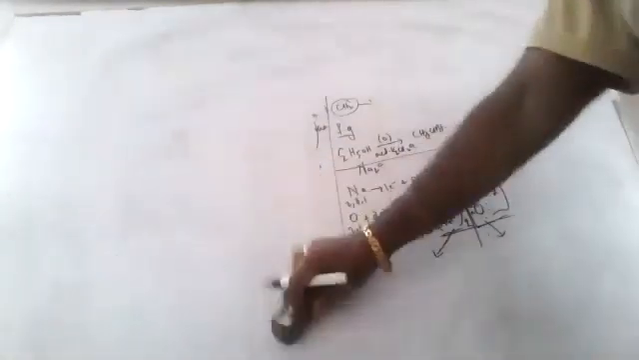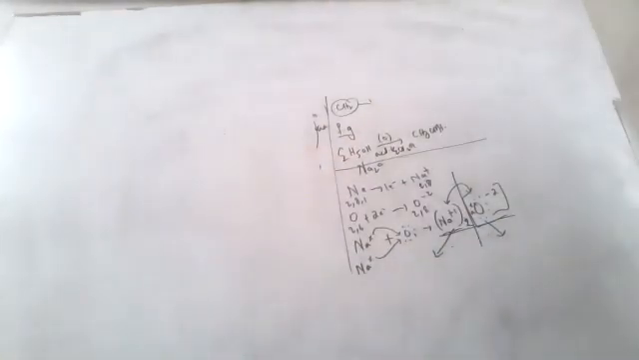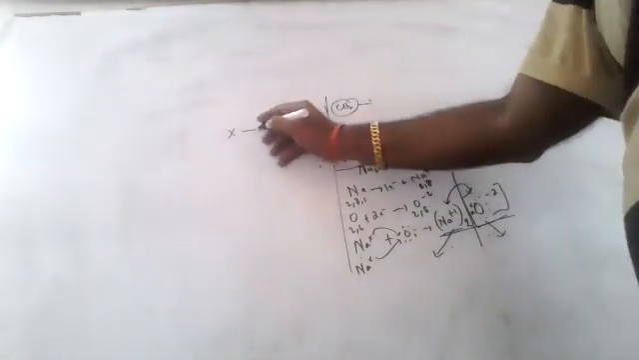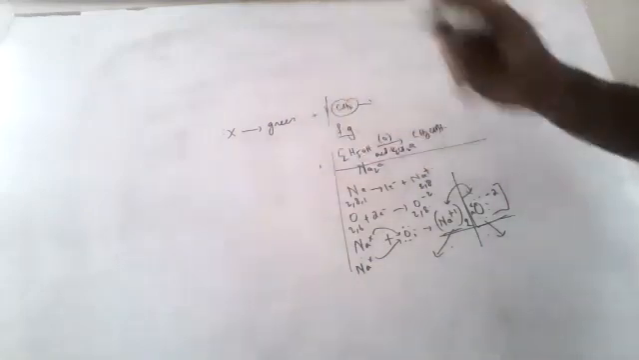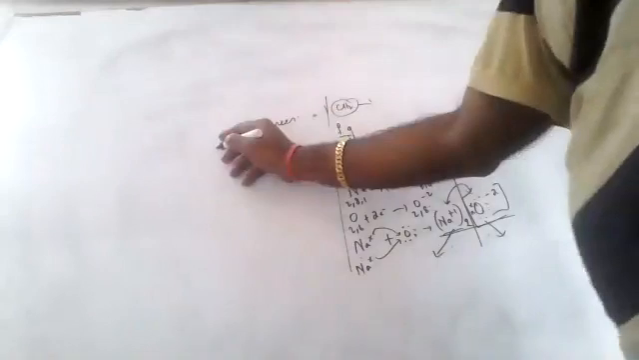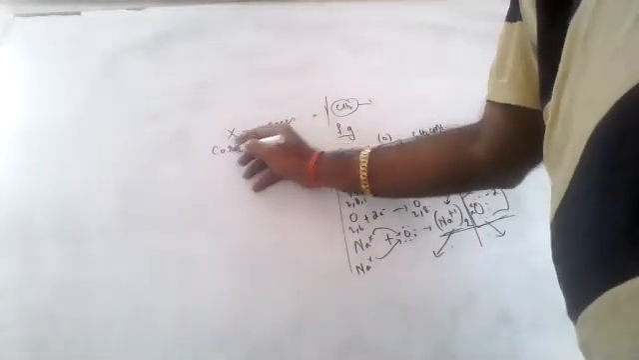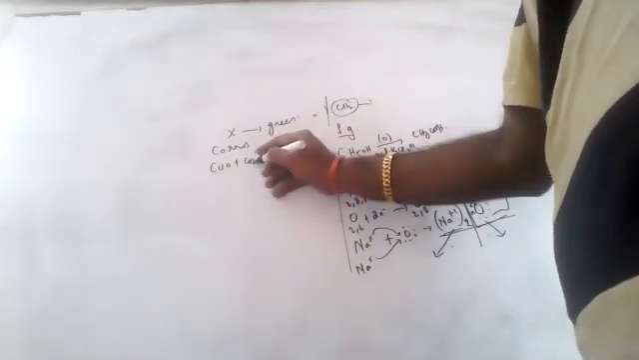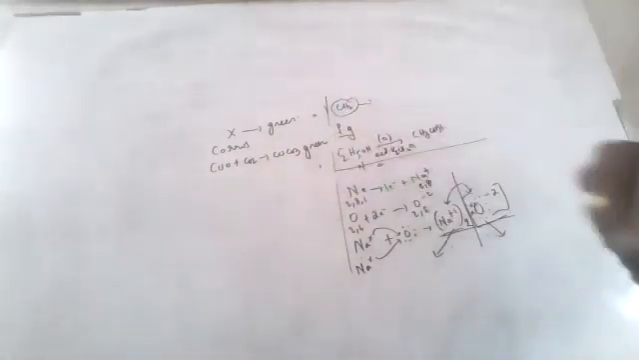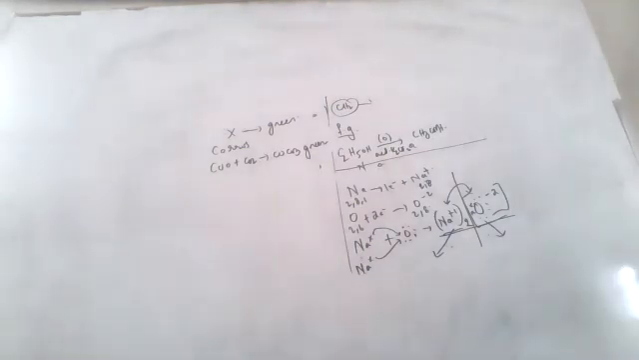Okay, one question I'll ask, children. If you know, you tell. Question is: a metal X acquires green color coating on its surface on exposure to air. What is the metal X? Copper, children. Under corrosion, I told you, children. When you expose copper to carbon dioxide, you'll get green copper carbonate. So copper, when exposed to air, due to corrosion, will form green copper carbonate.